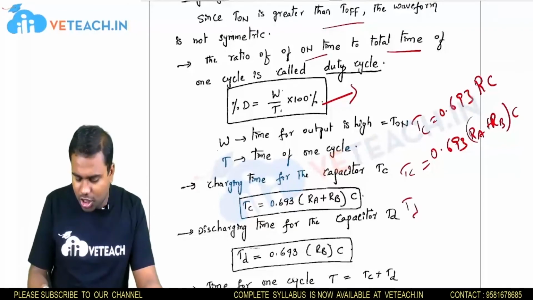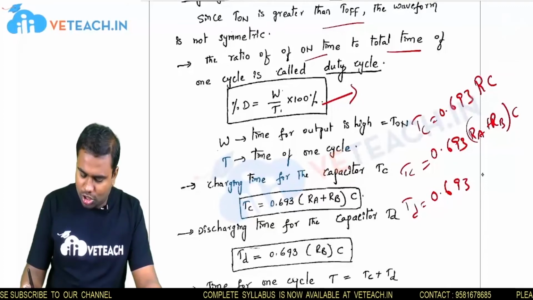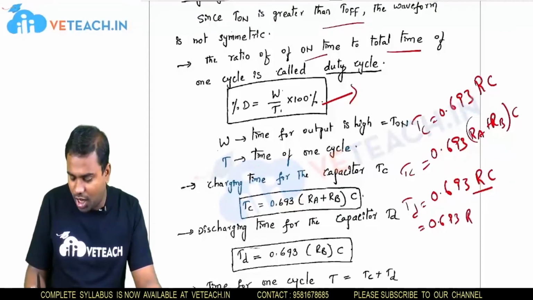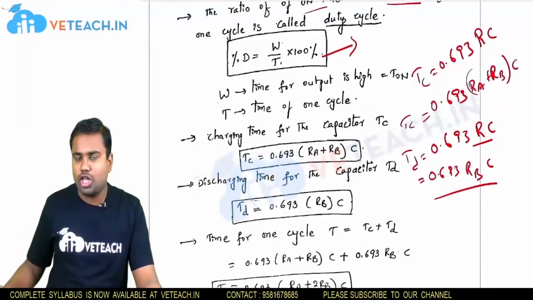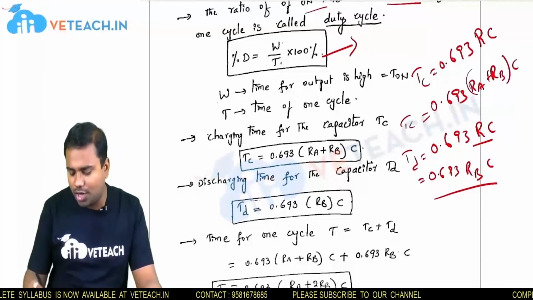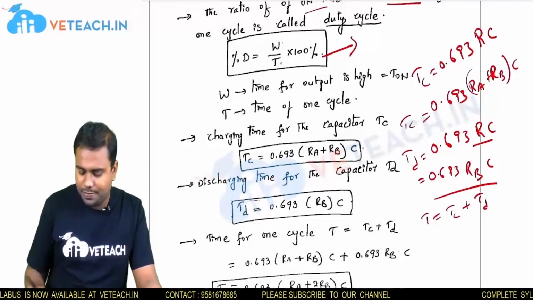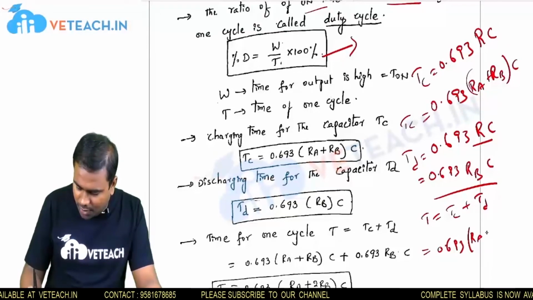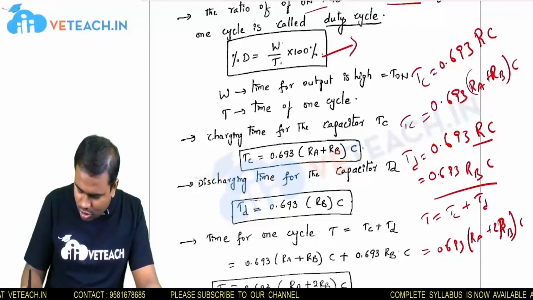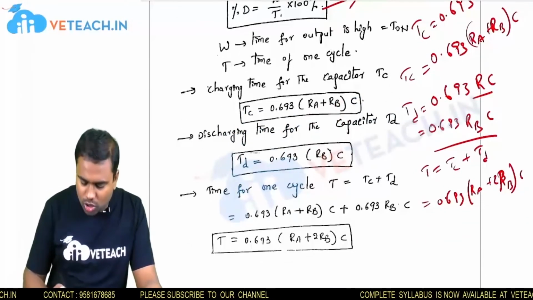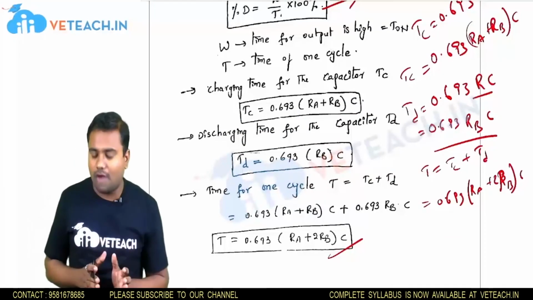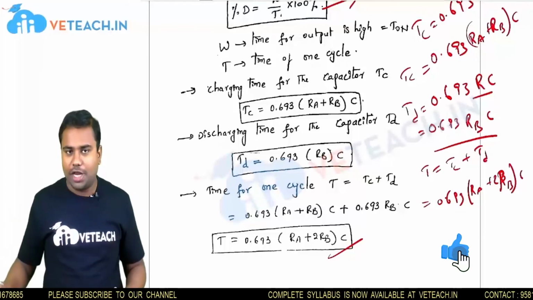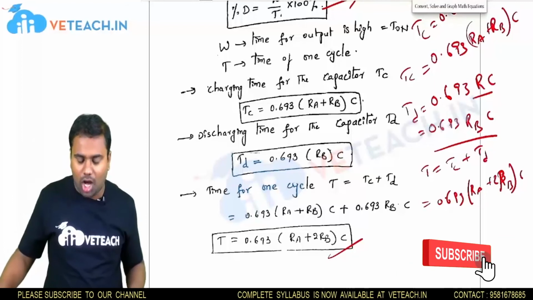If we go to the discharging time, this is also 0.693 into R into C. The discharging time will be RB only, meaning 0.693 multiplied by RB multiplied by the capacitor. For one clock cycle, we can say that T equals TC plus TD, which equals 0.693 multiplied by (RA plus 2RB) into C. So this is the total one cycle, where we add the charging time and the discharging time.